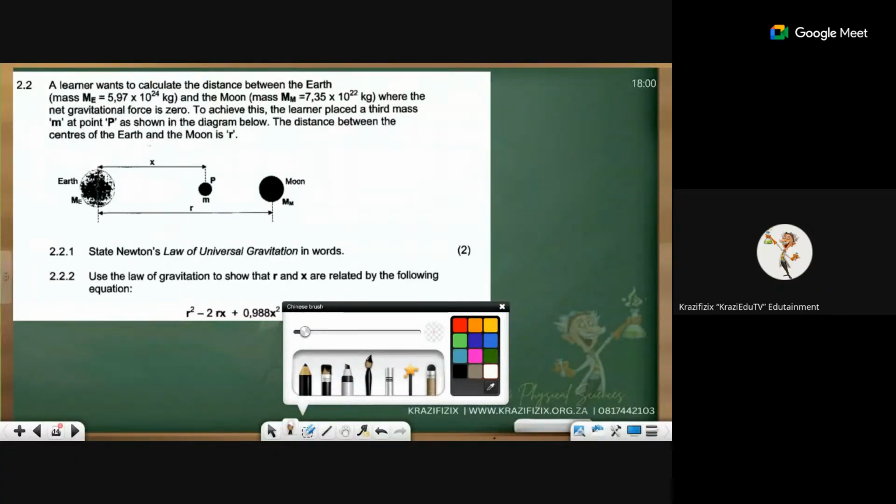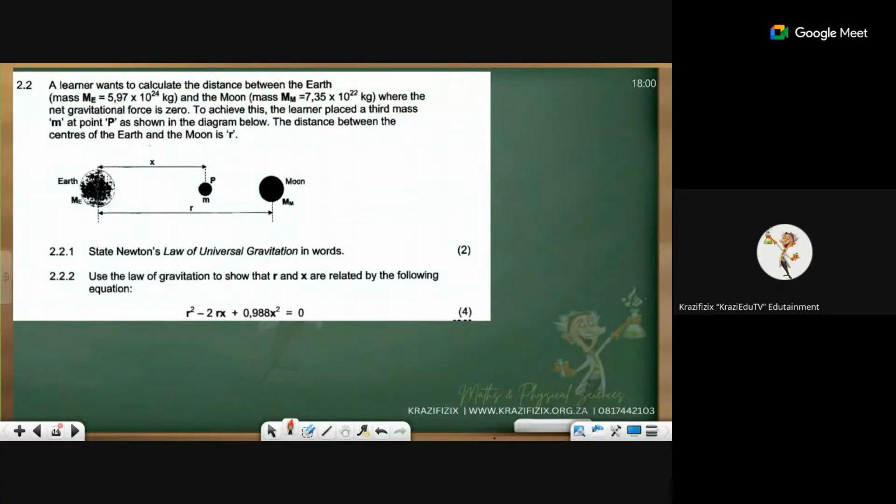Okay, but check. The examiner says something. They said, Elena wants to calculate the distance between where the... all right, to achieve this, Elena placed a third mass M at point P. So we need to focus on P. Right? Okay. If I look at point P, what's happening?